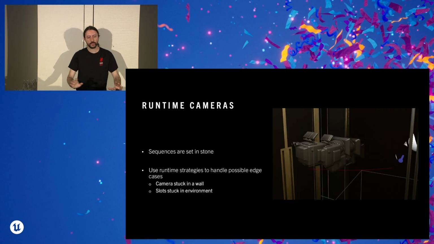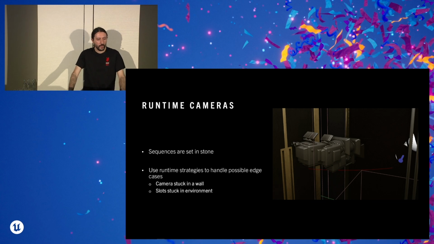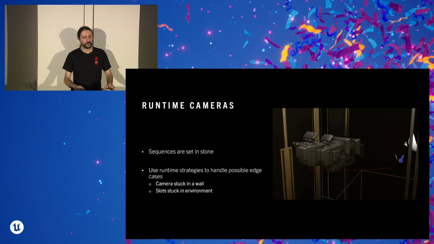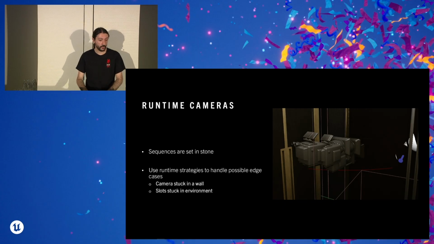Runtime cameras. So this is more of a runtime problem. Your sequences are basically set in stone, and in Swansong we can talk to characters that can move around. So maybe the character will go close to a wall, and then you will start the dialogue, it will turn to you, and all of your cameras are inside the wall, and nothing works. So you have to find some runtime strategies.